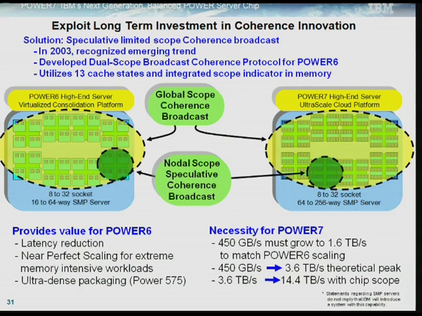And we can also take that down. We have a configuration where we don't have to go to the 4 chips in a node. We can keep it to a single chip, which would take us to an effective 14.4 terabytes per second of theoretical coherence bandwidth.